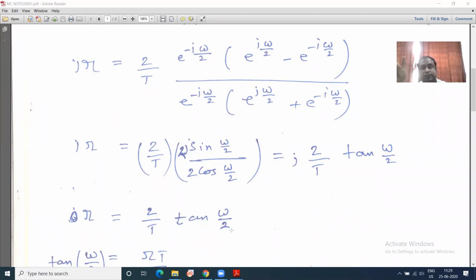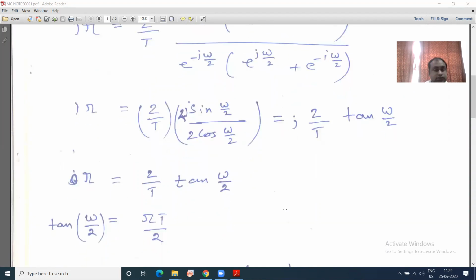Now, I am trying to find the relation between analog frequency and digital frequency. Suppose I want to map analog frequency to digital frequency, then what is the relationship using bilinear transformation? Previously, we did this for the impulse invariant transformation. Now, we are trying to find a relationship between analog frequency omega and digital frequency omega. Analog frequency we write as capital omega, and digital frequency we write as small omega. This is the relationship of analog and digital frequency using bilinear transformation. Agreed?